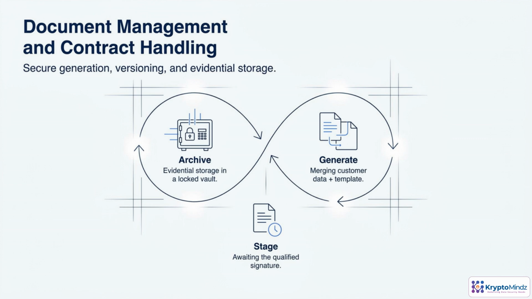Document management is the backbone of trustworthy e-signatures. Contracts are generated by merging customer and product data with approved templates, so every document is consistent and up to date. They're then staged for signing, and only the intended version is sent to the QES service. After signing, both the document and its metadata are archived in a secure, auditable repository, supporting evidence, retention rules, and future legal verification.